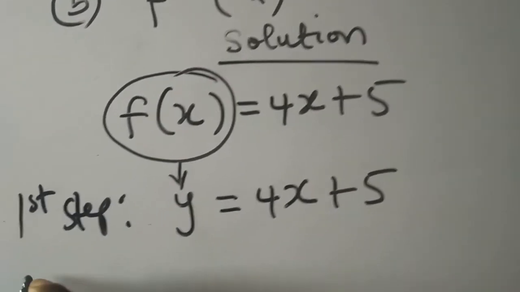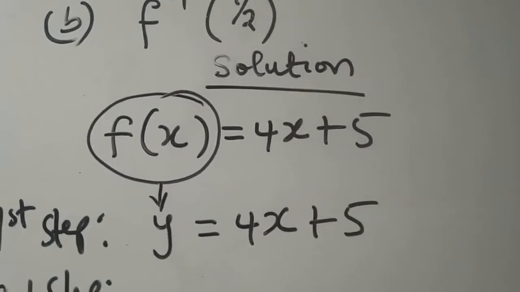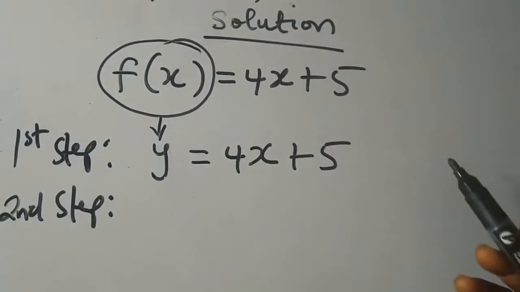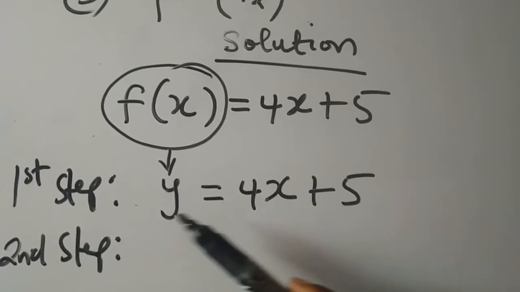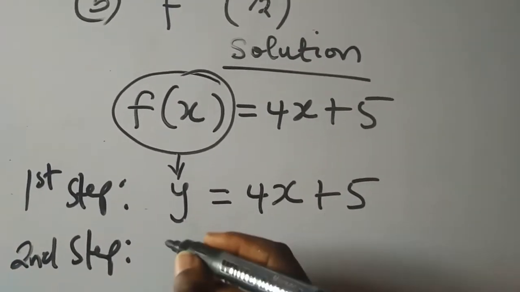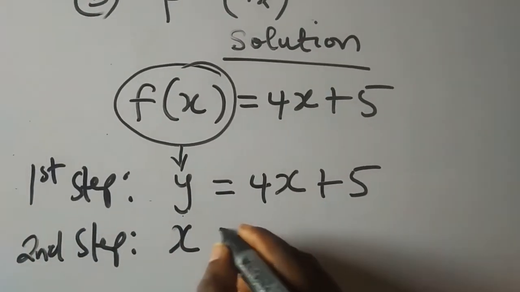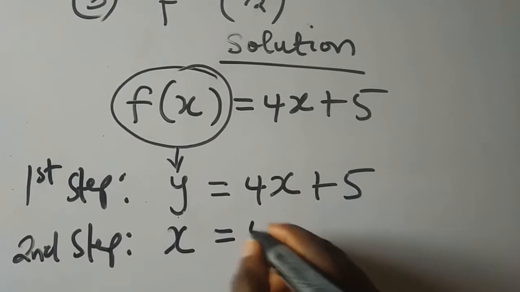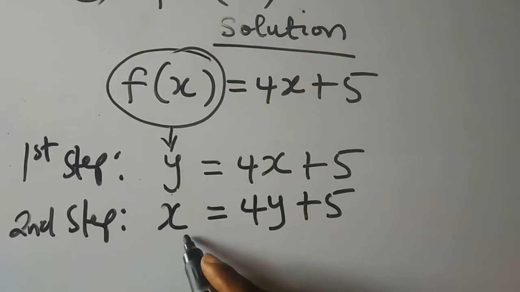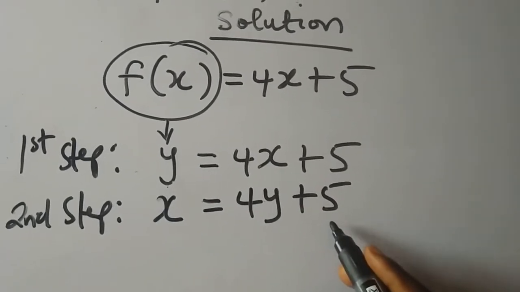The second step we are going to do will be to interchange y for x and x for y. So anywhere we see y, we are going to put x. Wherever we see x, we are going to put y. So we are having x is equal to 4y plus 5.